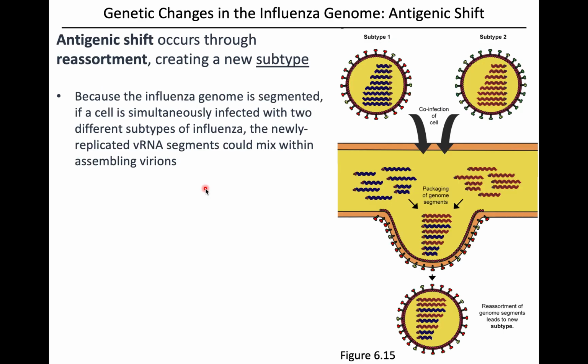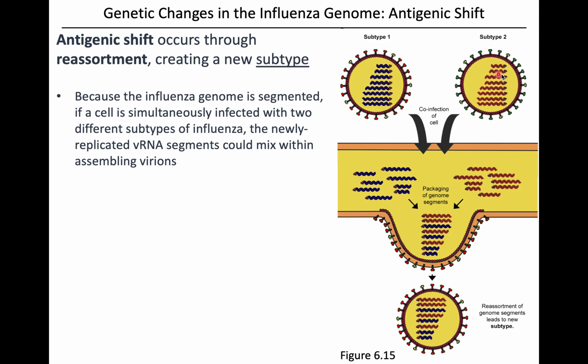So larger changes would be considered antigenic shifts, and this will primarily happen through the process of reassortment, which we touched on in an earlier chapter. This can create whole new subtypes of influenza virus where you have new combinations of the H and N variants brought together. This would happen when two different subtypes of influenza have co-infected a single cell, and it really only happens because of the segmented nature of the influenza genome.